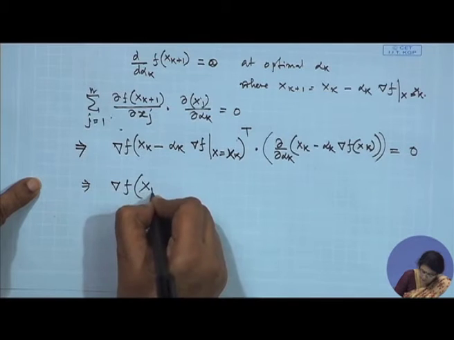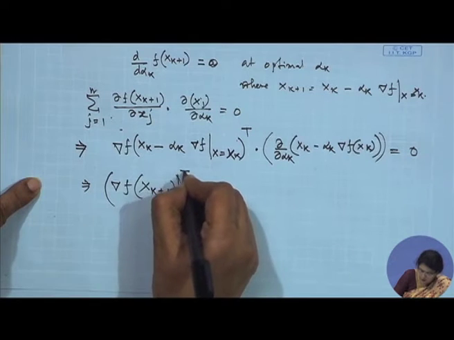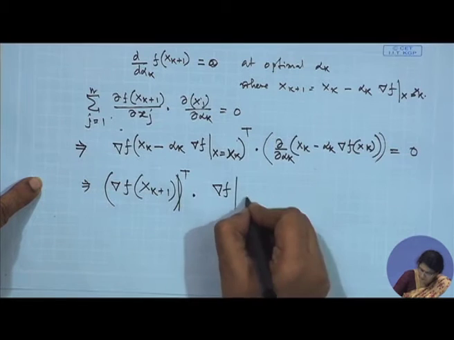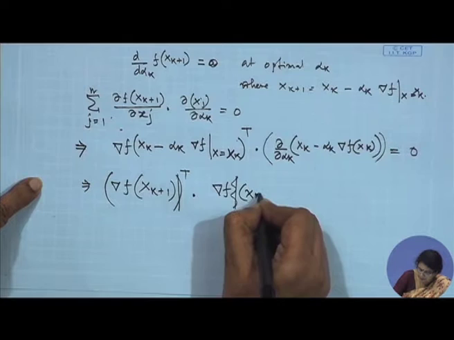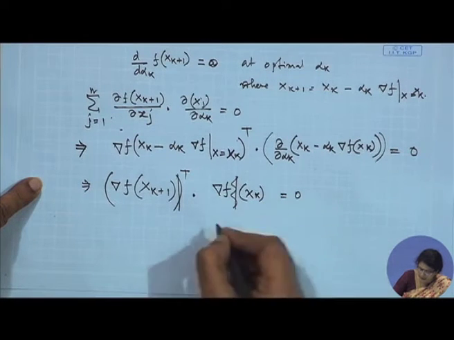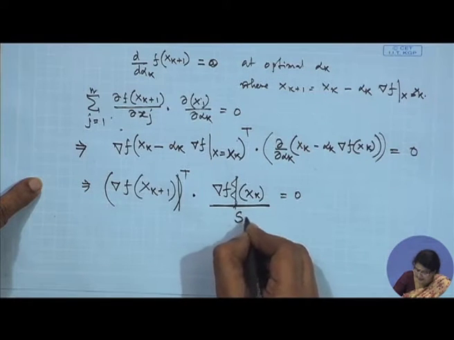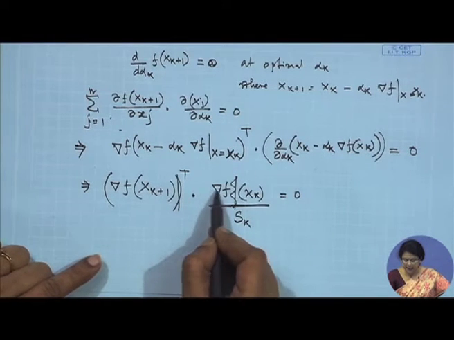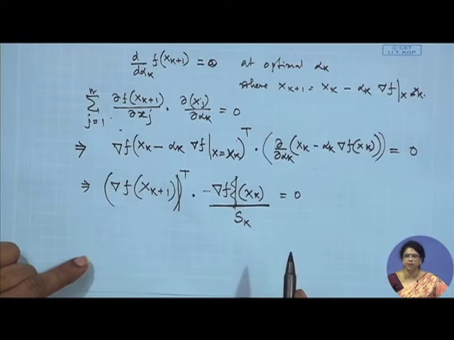Grad of f x k plus 1, if we consider the transpose of this vector, dot grad of f x k, this is equal to 0, and this term is nothing but the direction that we are considering as s k. We can consider minus as well; this should be minus of grad f k, that is why it is coming as s k for the minimization problem. Okay, we are getting this from here.